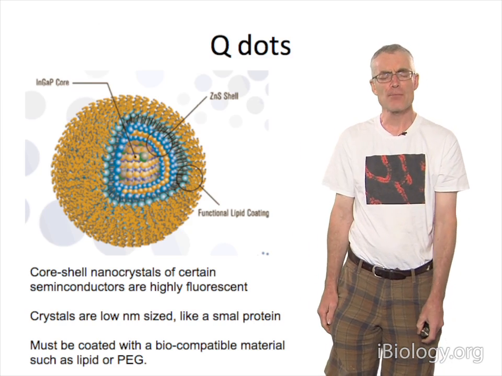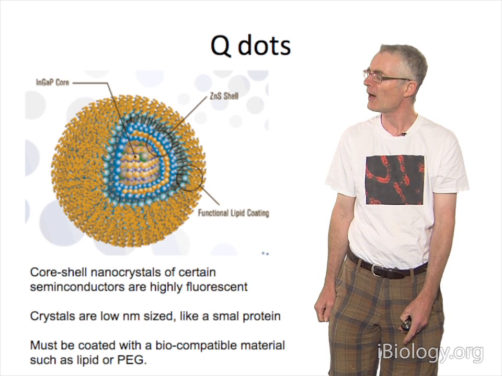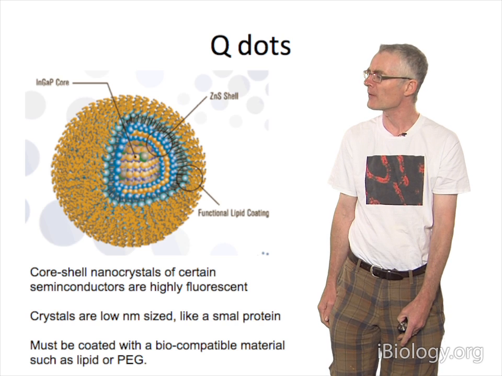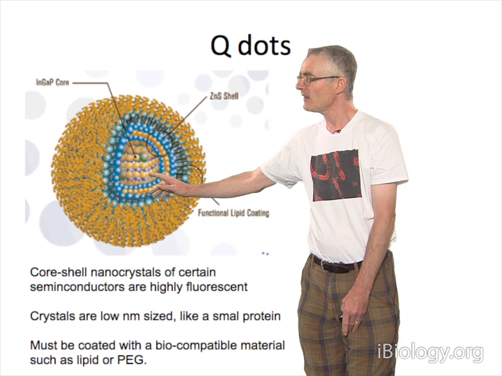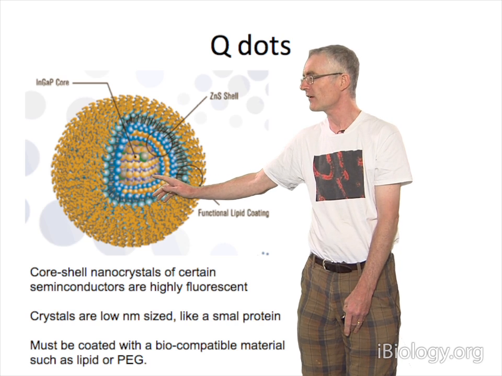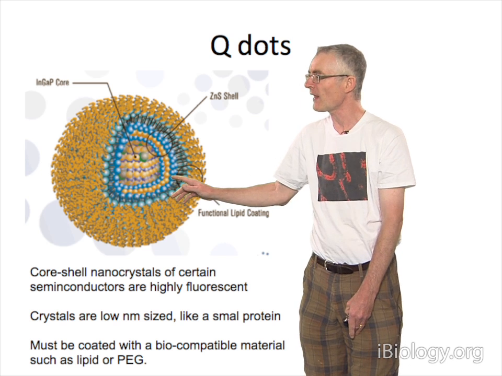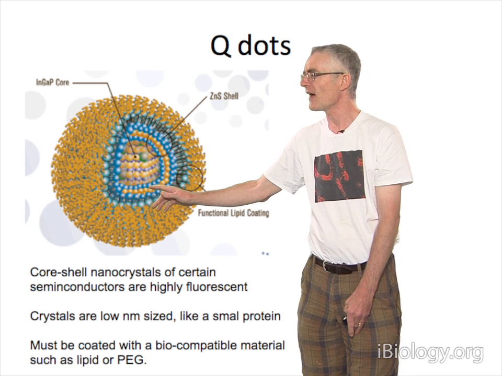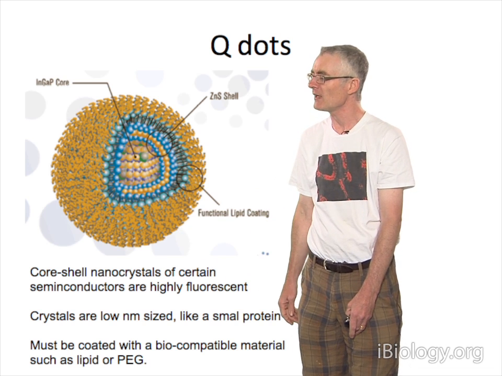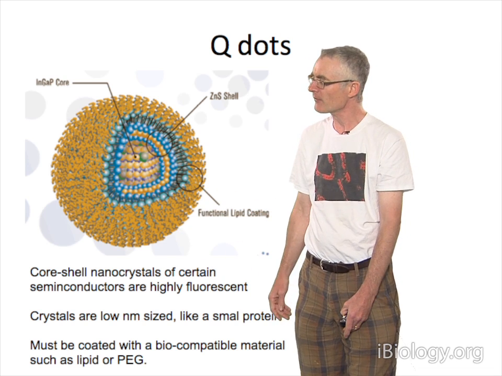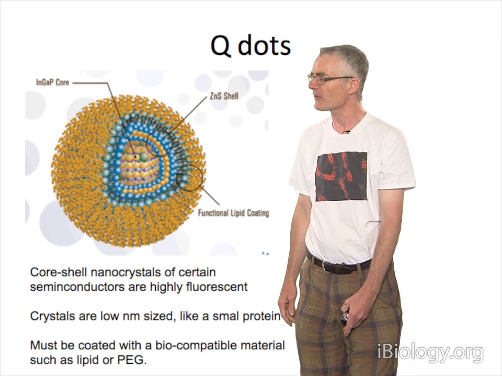I just want to mention very briefly a completely different kind of fluor here, Q dots, that have become very popular for certain kinds of experiments. They look nothing like the molecular fluors. They almost look like a little tiny virus or something. Inside a Q dot, there's a semiconductor nanocrystal. It's actually a very special kind of crystal with two different layers of different semiconductors. And these core shell nanocrystals can be highly fluorescent if the band gaps of the semiconductors are tuned right. So these can be incredibly fluorescent molecules.